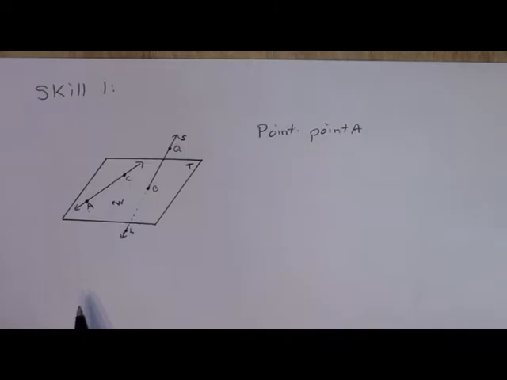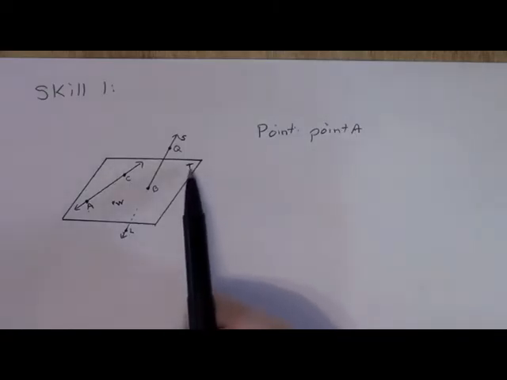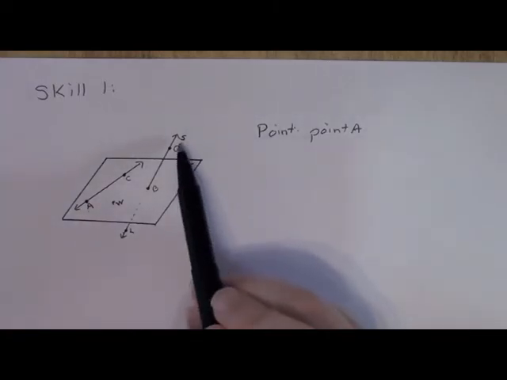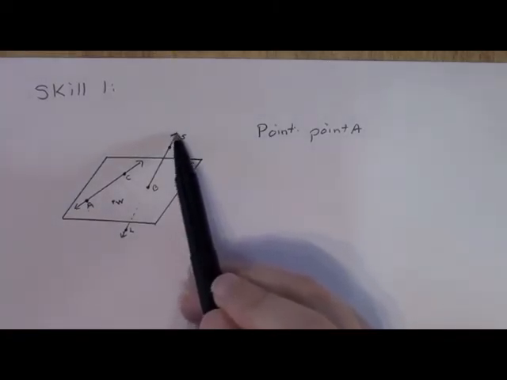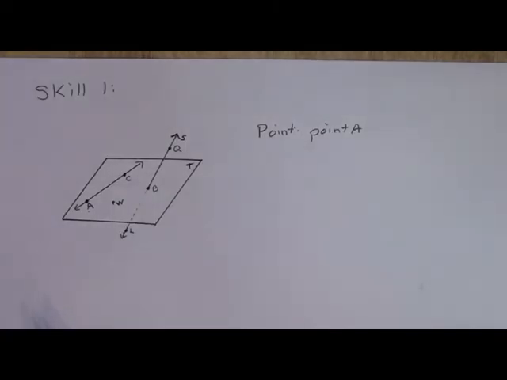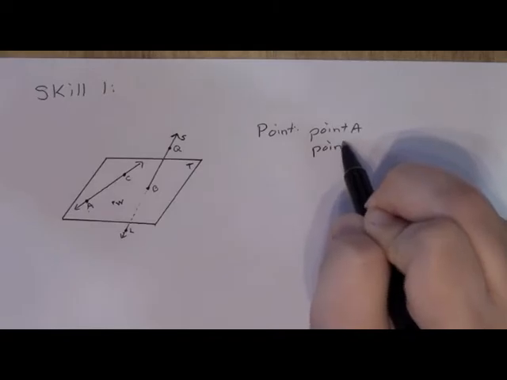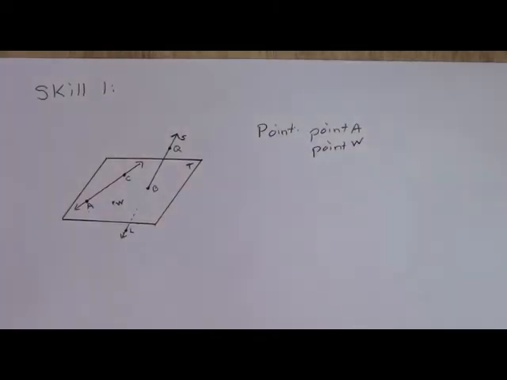The only letters here that are not points are T and S. Because notice T is just kind of off by itself here. There's no dot next to it. And S is actually next to the arrow, not a point. So point A is an example. You could also say point W is an example.